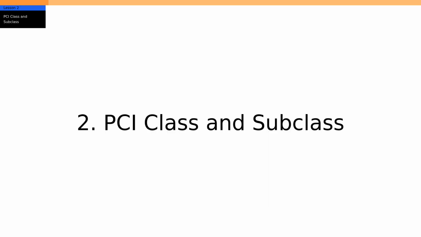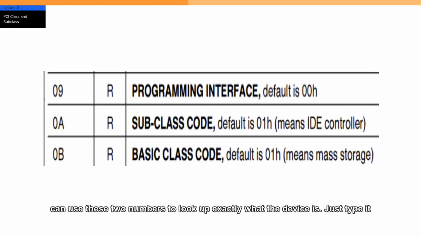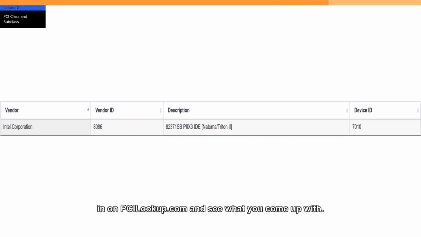PCI Class and Subclass. Every PCI device has a vendor ID and a device ID, and you can use these two numbers to look up exactly what the device is. Just type it in on PCILookup.com and see what you come up with.